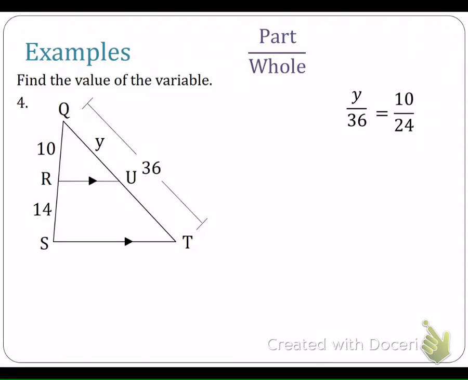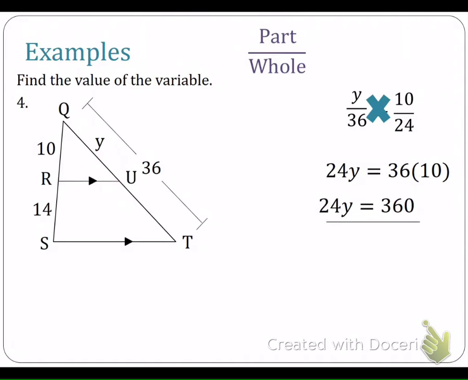Yes, I think you guys were a step ahead of me. All right, when we cross multiply, we have 24y equals what? 360. What's 360 divided by 24? 12.